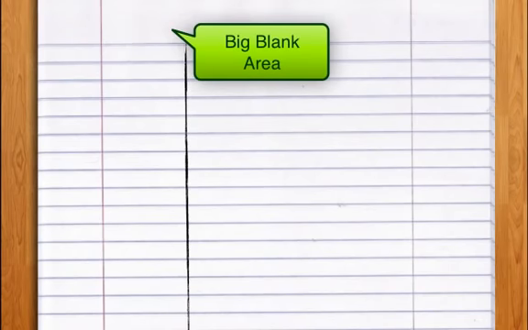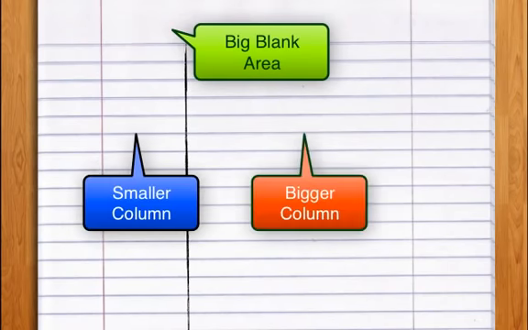Now that we have our line drawn, you have a couple different sections. At the top, you have a big blank area, you have a smaller column on the left, you have a bigger column on the right. Each of these columns or each of these areas will serve a special purpose in your Cornell Notes.